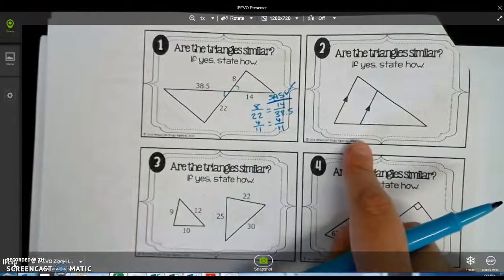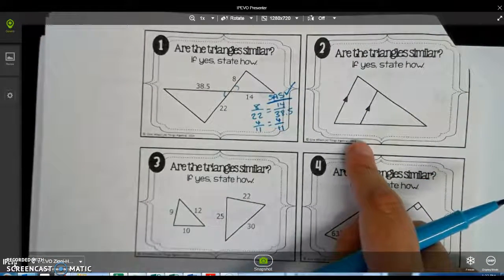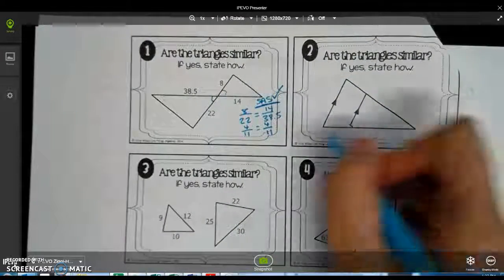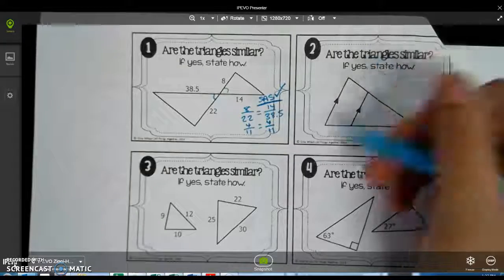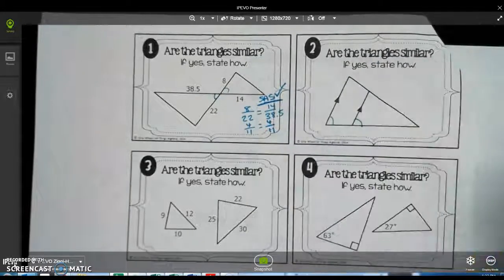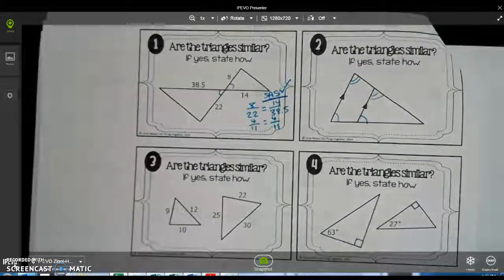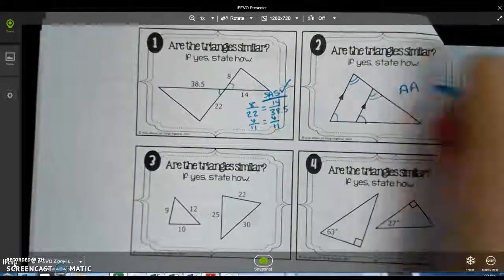Anytime that I have parallel lines, I have similarity by angle. If you remember, this is the transversal. These are the parallel lines. So this one and this one are the same. This one and this one are the same. And that is by angle.